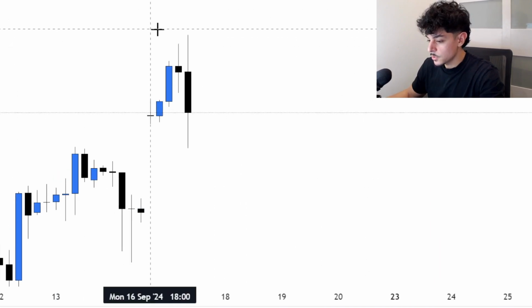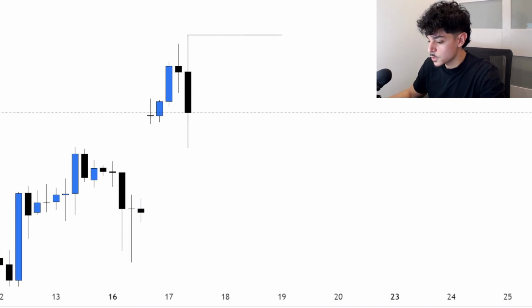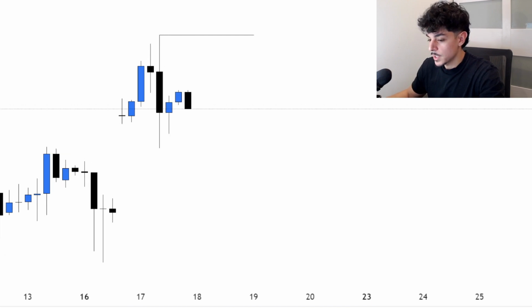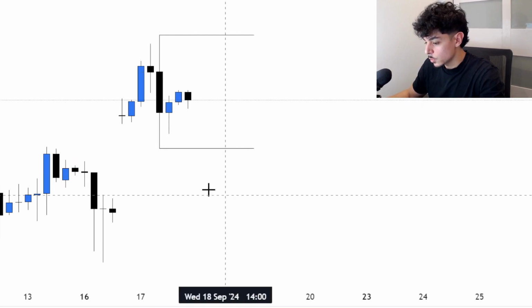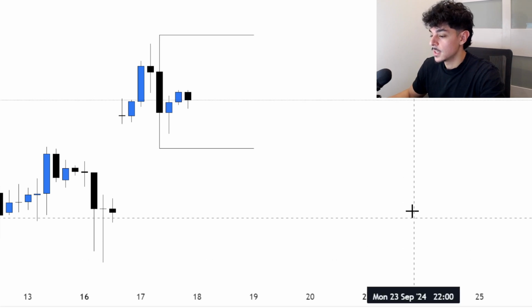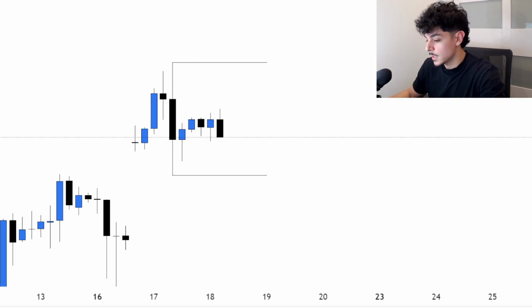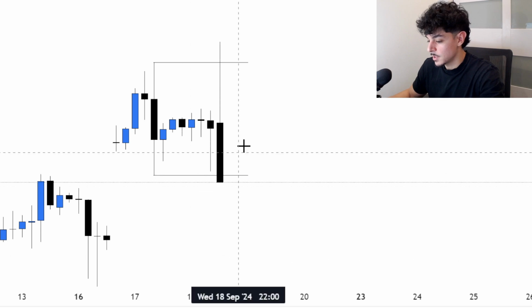Let's do other scenarios. You can see right here we formed a swing high. This will be my buy side. And then right here we formed a nice swing low. This will be my sell side liquidity. If I sweep either one of them, I should be aiming for the opposite direction.